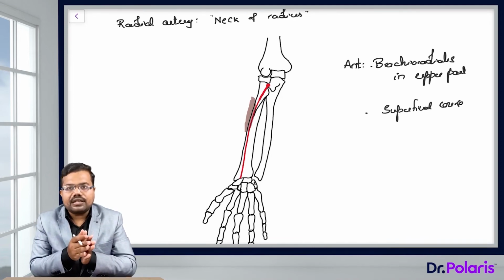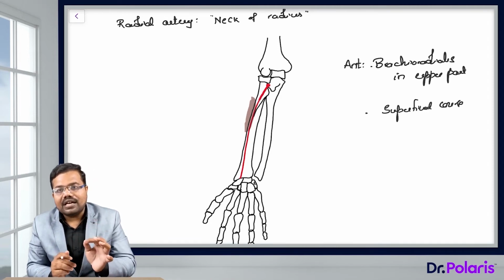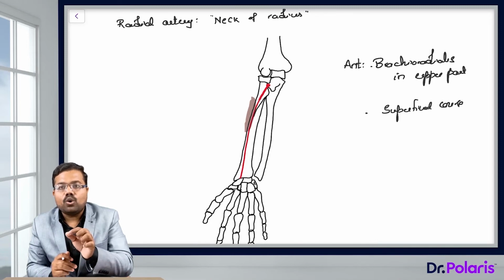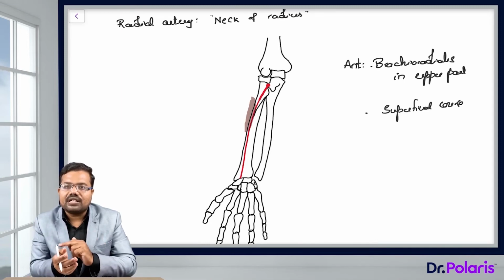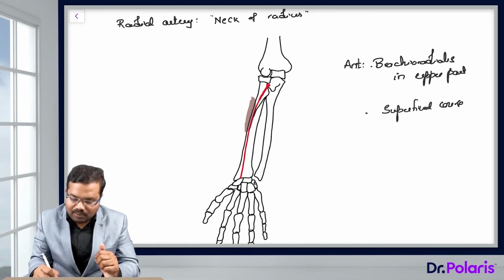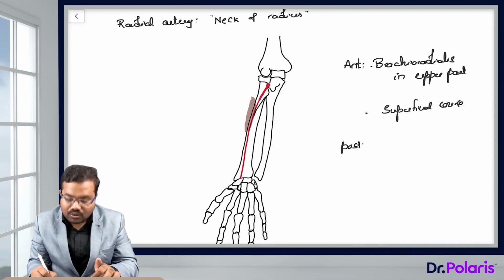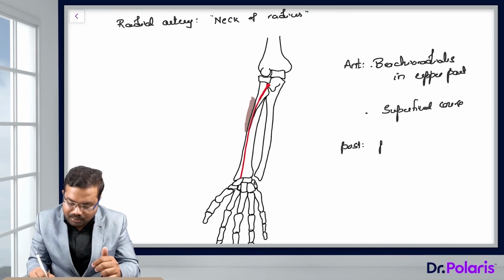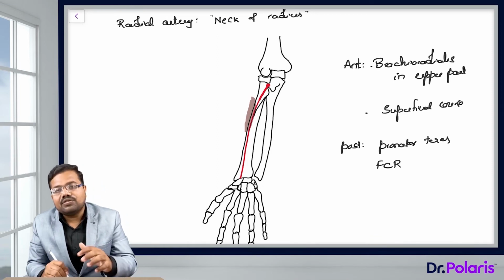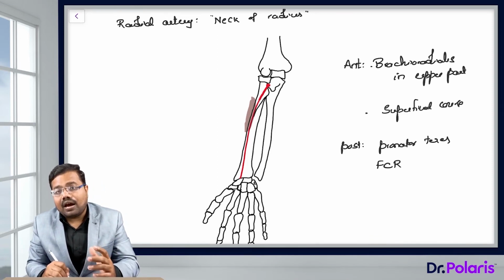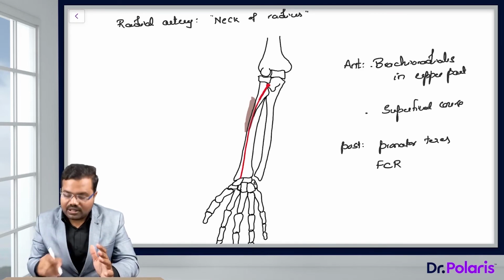Once the anterior relations are completed, now coming to the posterior relations. The ulnar artery is actually running between the superficial group and the deep group, but the radial artery is running over the superficial group which is present on the lateral side. That means the posterior relations are the superficial group of muscles only which are present on the lateral side. That means pronator teres and flexor carpi radialis. These will form the posterior relations. Whereas the lower part is directly resting over the radius bone.